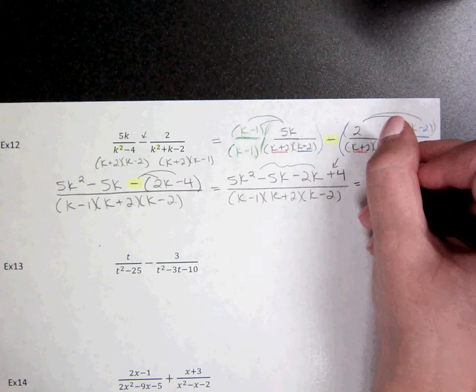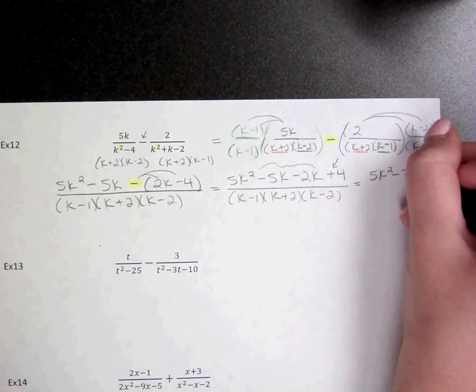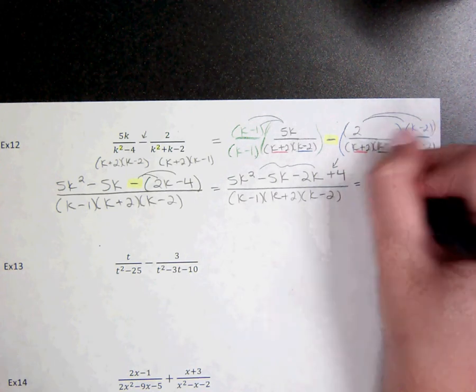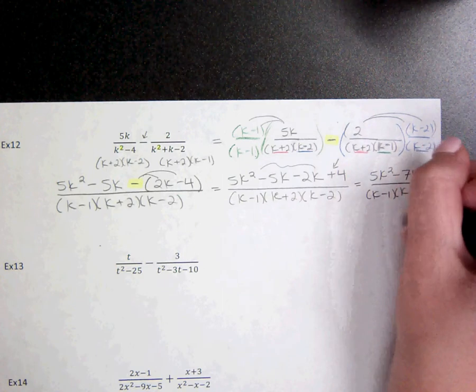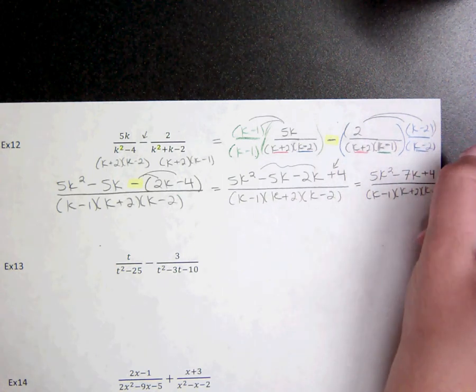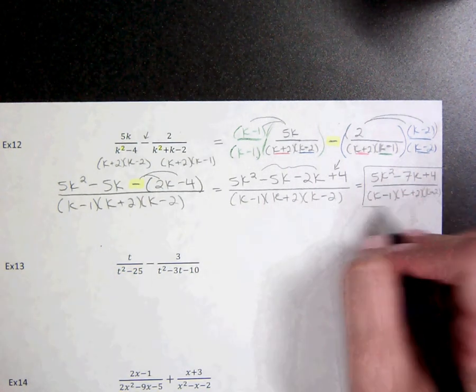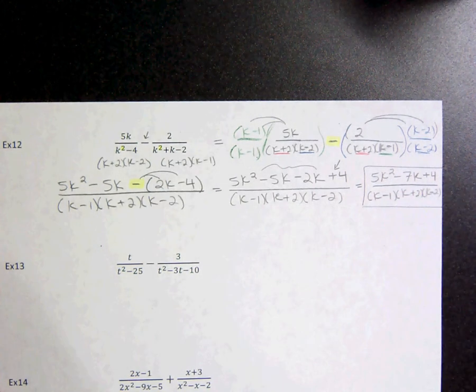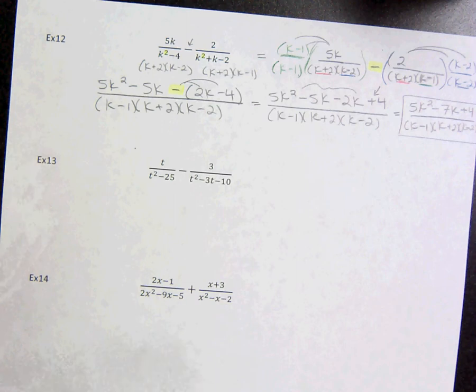So the final answer here would be 5k squared minus 7k plus 4 divided by k minus 1 times k plus 2 times k minus 2. And I ran myself out of room there. Hopefully you can still see that. So your final answer is just an expression. I recommend pausing the video and trying example 13, as it is very similar to example 12. And that way you can really test your understanding before you get into your homework.